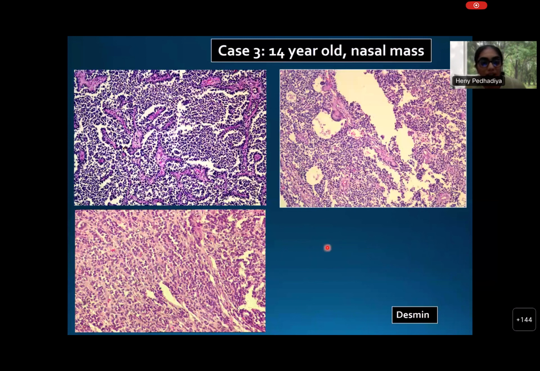Third image shows the alveolar arrangements of the small blue round cells, which are small to medium in size and have round-shaped hyperchromatic nuclei and scanty amount of cytoplasm.